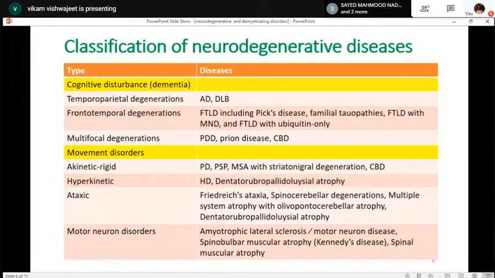The next category in movement disorder is ataxia, which is exemplified by Friedreich ataxia, spinocerebellar degeneration, and multiple system atrophy with olivopontocerebral atrophy. And then in the last, we have motor neuron disorder, where the patient presents with motor weakness and there is degeneration involving the motor system. The disorders include amyotrophic lateral sclerosis, spinocerebellar muscular atrophy, and spinal muscular atrophy.